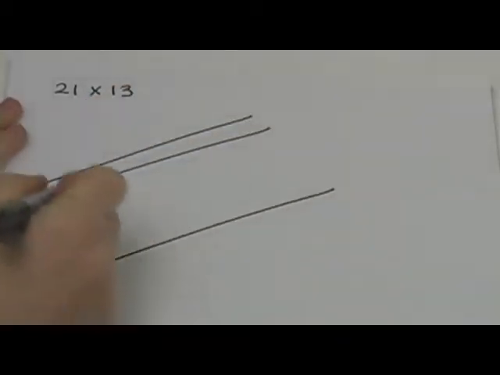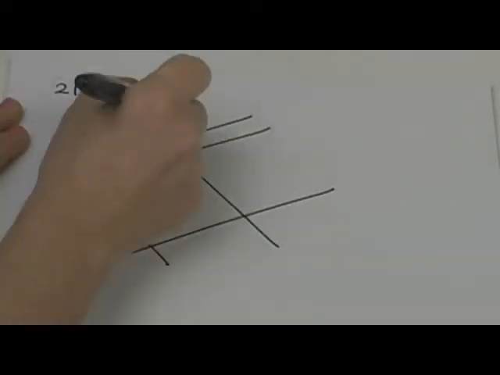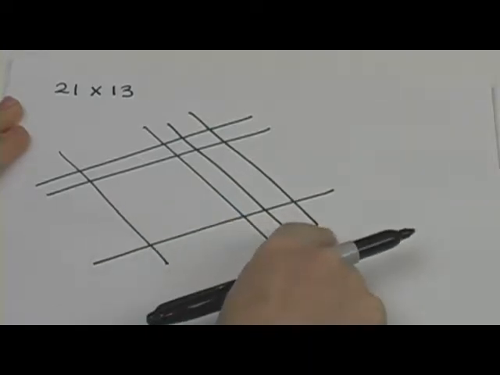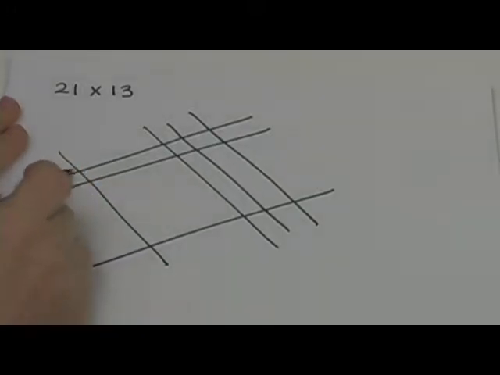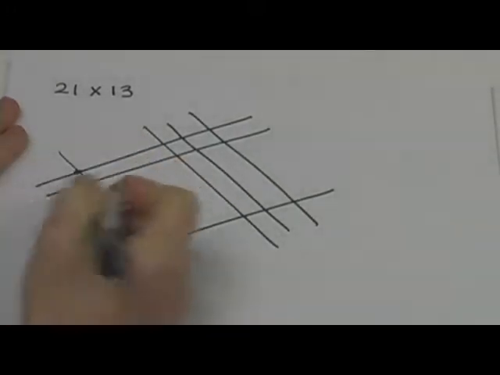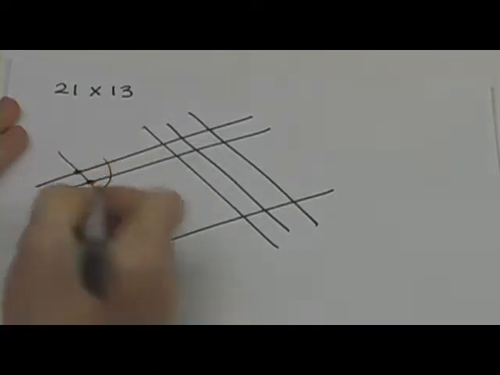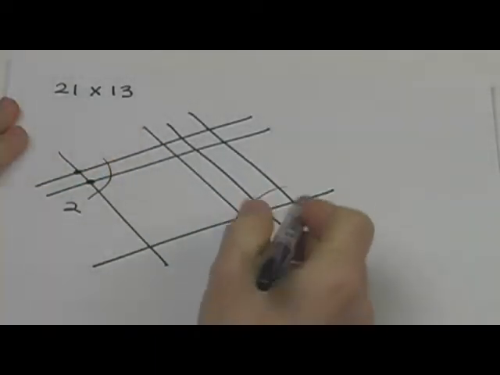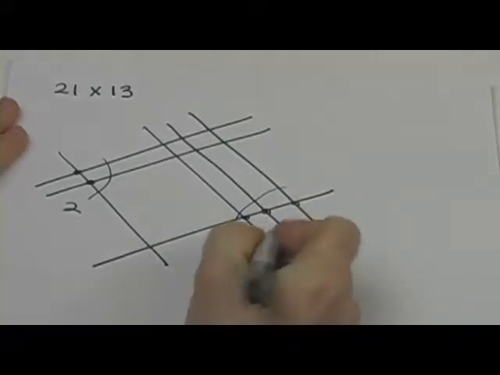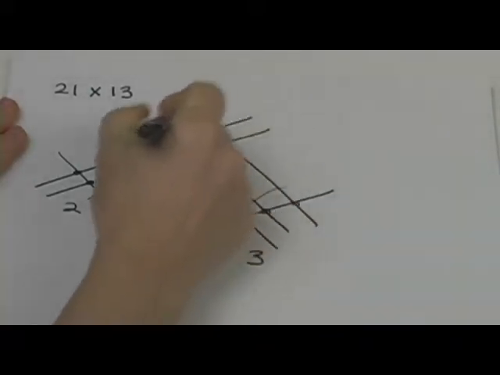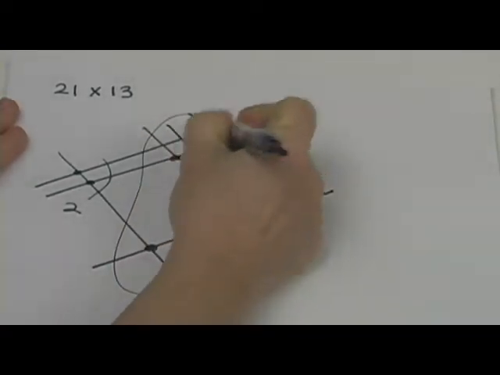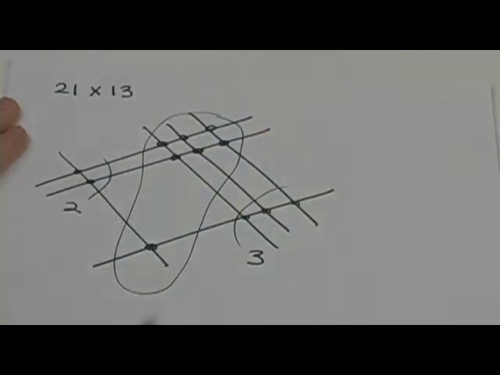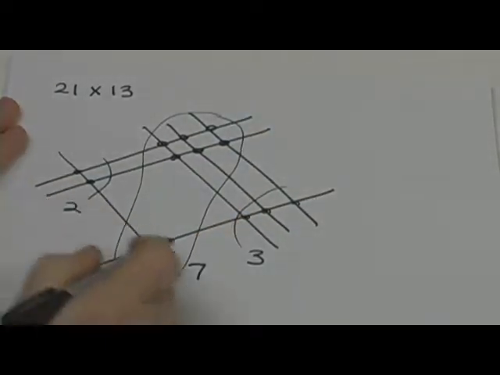Okay, now let's look at the 13. Let's represent that graphically. Here's a 1, and there's the 3. Okay, so now all we have to do is count intersections. Everywhere that two lines cross, let's put a dot. There are 2 dots over here, so I'm going to write down a 2. Let's look over here. There's 1, 2, 3 dots over here, so I'm going to put a 3. Now let's look in the middle section here. There's 1 dot, 2, 3, 4, 5, 6, 7. The answer is 273.